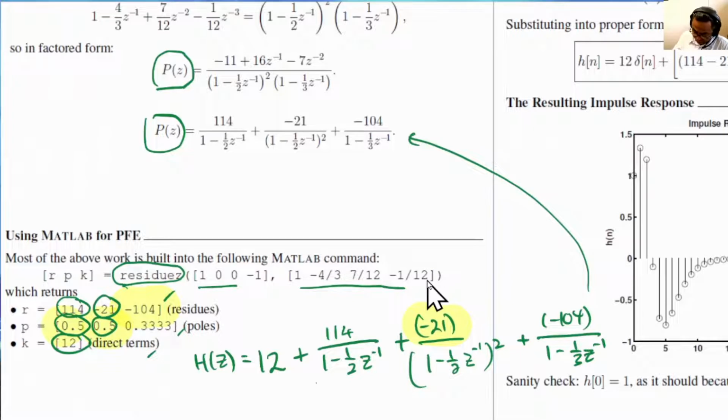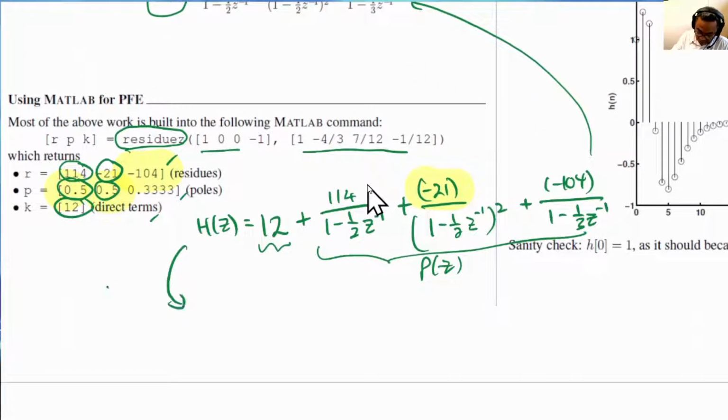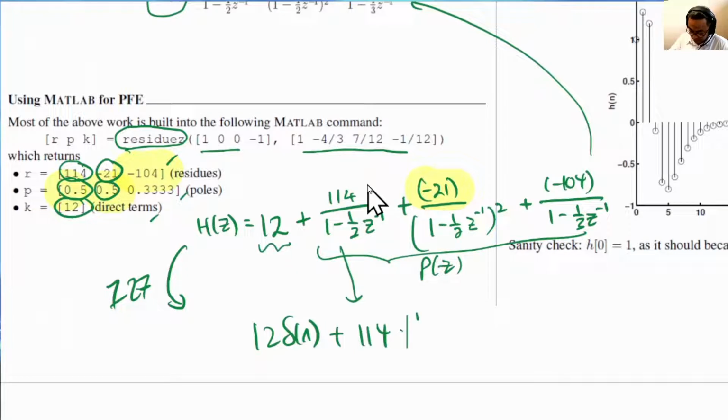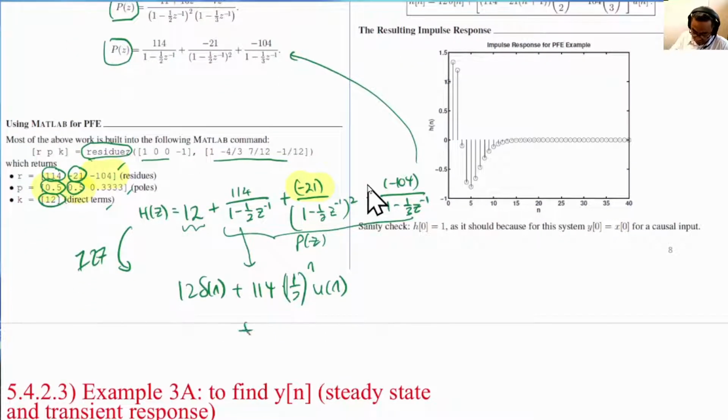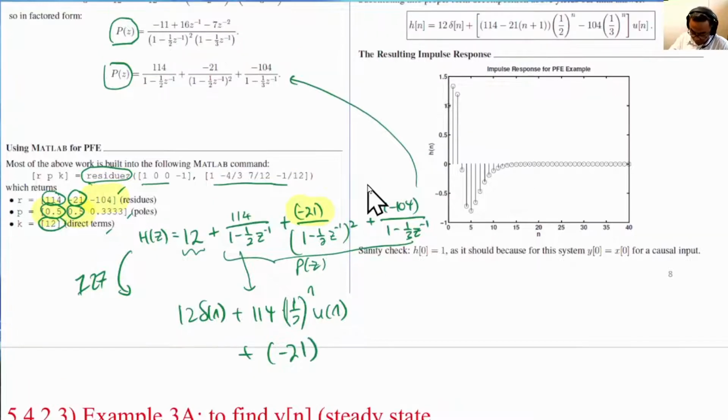This is of course P of z, and this 12 was what we have on the top. So we are almost ready to perform inverse z transform. Inverse z transform: 12 becomes 12 delta n. This is simple. This is 114 half to the power of n, u of n. The third one is plus minus 21 times n plus 1, u of n.